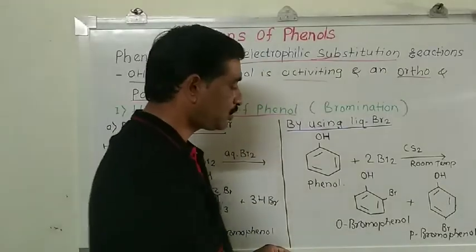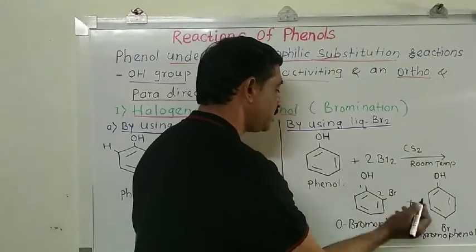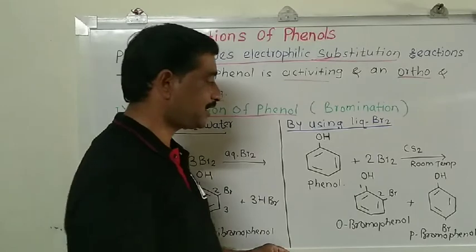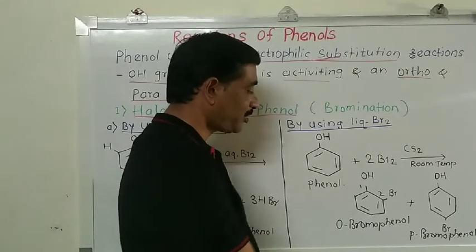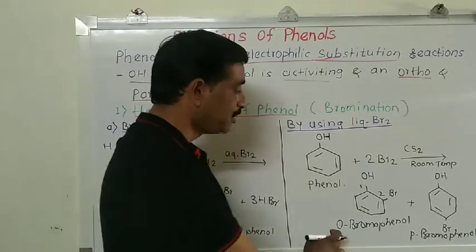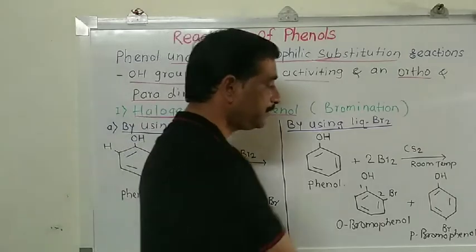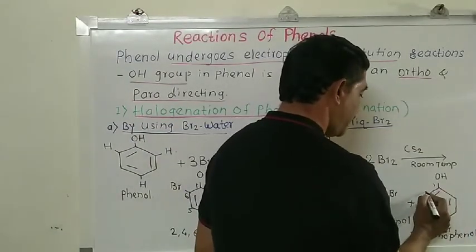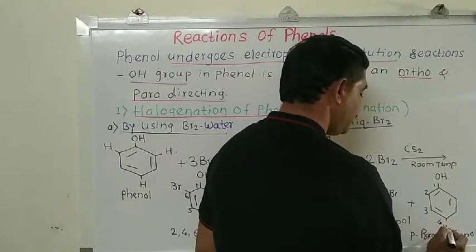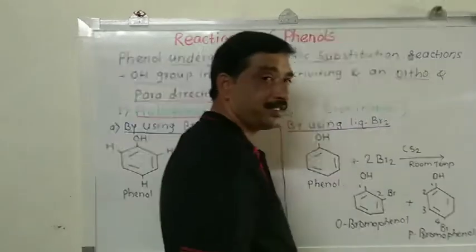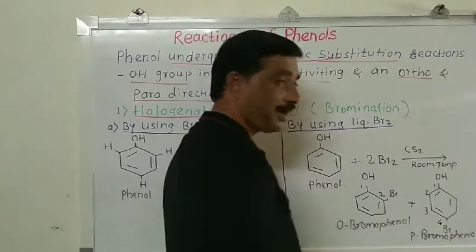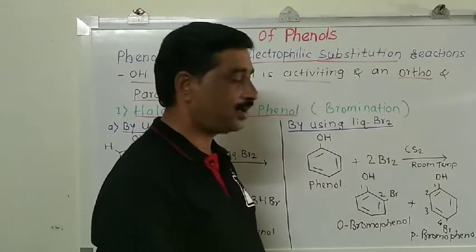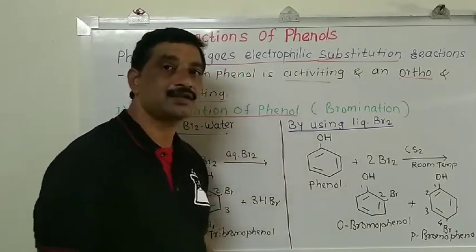IUPAC name of this orthobromophenol is, bromine atom is present at the second carbon atom, so the IUPAC name of this orthobromophenol is 2-bromophenol, and the IUPAC name of this parabromophenol is, as the bromine atom is present at the fourth carbon atom of the benzene ring, so it is named as 4-bromophenol in the IUPAC nomenclature system.